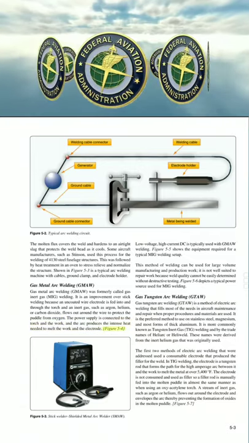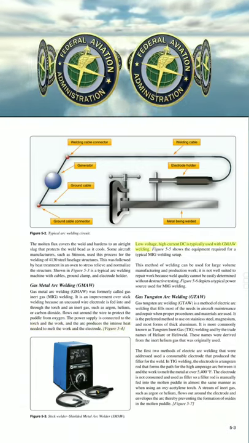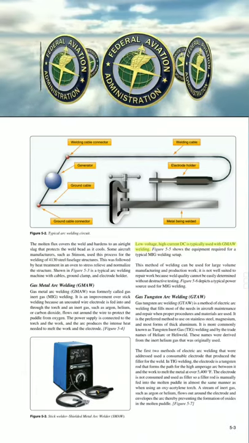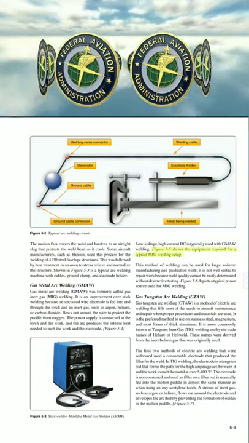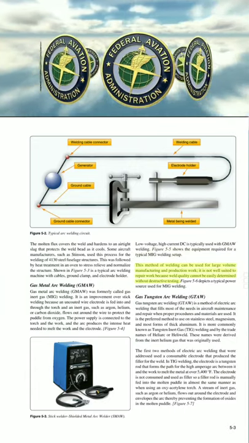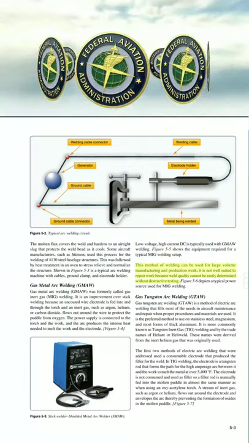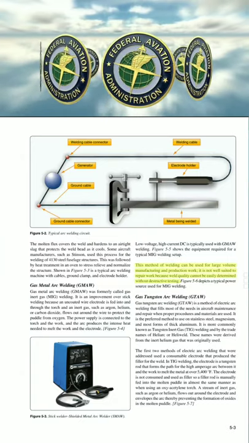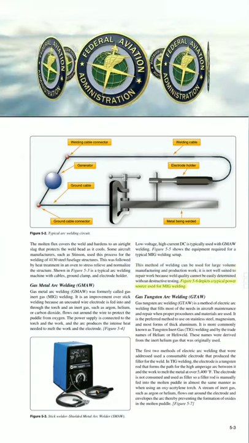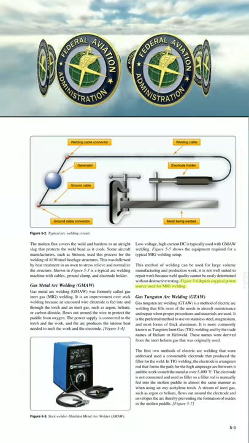Figure 5-4. Low voltage, high current DC is typically used with GMAW welding. Figure 5-5 shows the equipment required for a typical MIG welding setup. This method of welding can be used for large volume manufacturing and production work. It is not well suited to repair work, because weld quality cannot be easily determined without destructive testing. Figure 5-6 depicts a typical power source used for MIG welding.